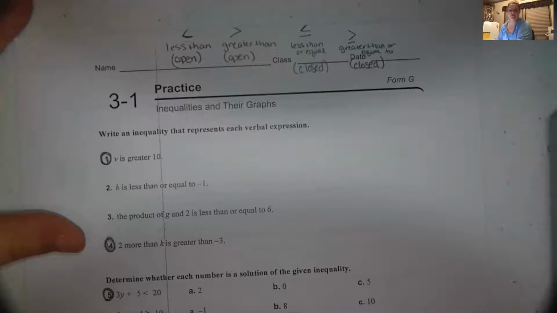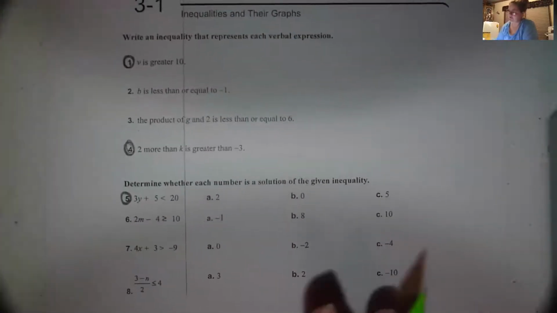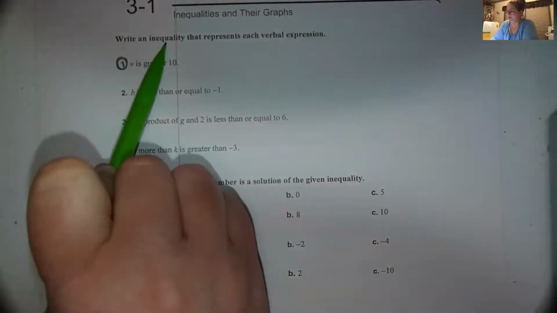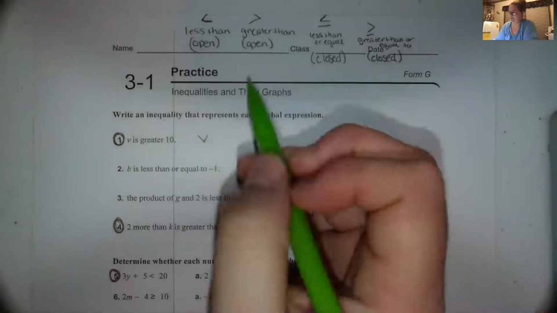I'm going to go through a few examples. Here's 3.1. It says, write an inequality. An inequality uses these symbols up here: less than, greater than, greater than or equal to, less than or equal to. Write an inequality that represents each verbal expression. It says V is greater than 10. So we have V greater, strictly greater, it doesn't say greater than or equal to, and then 10. That is all you have to do for 1 through 4. You're just writing out the expression.